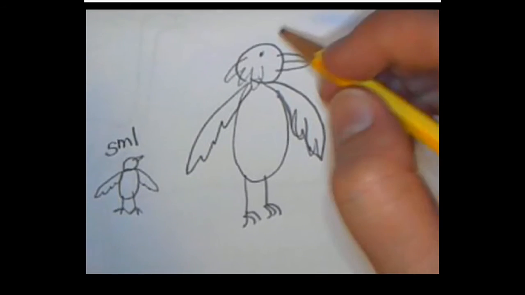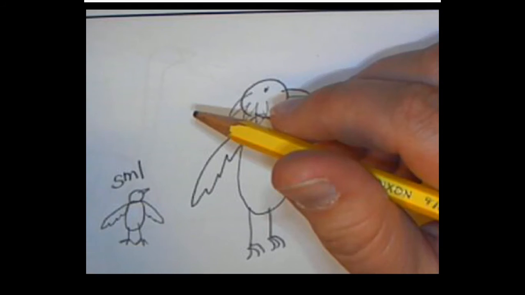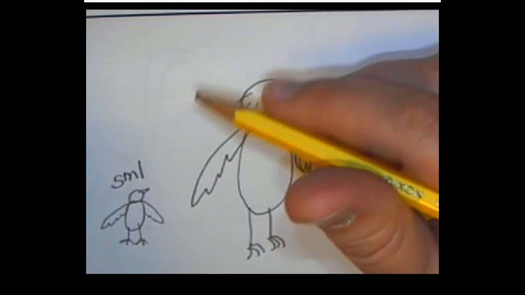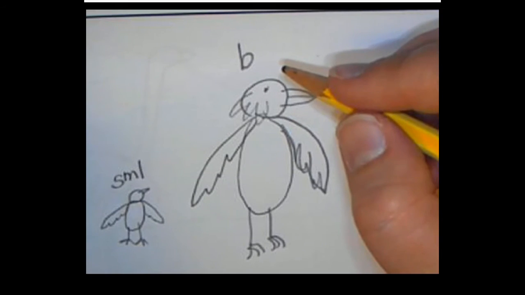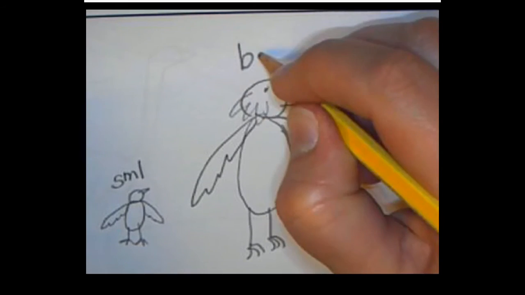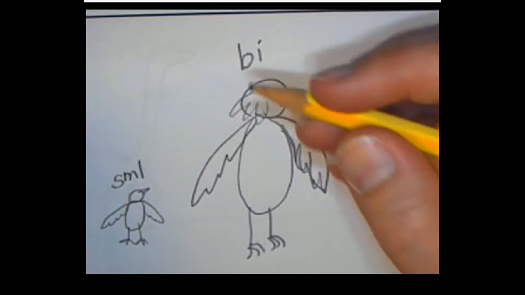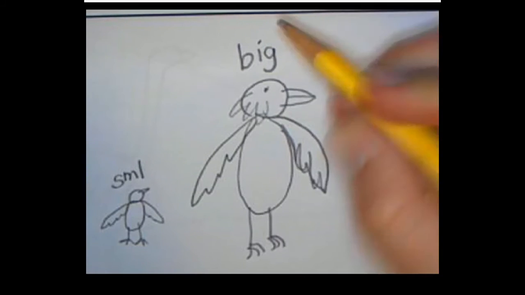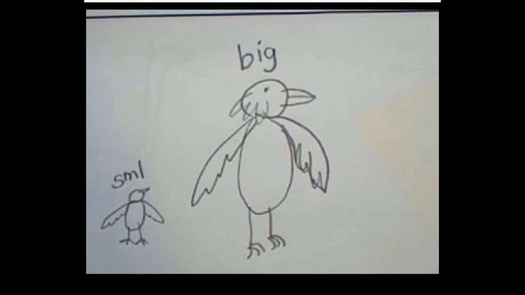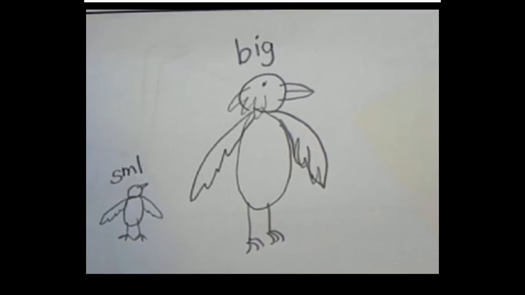Now, this bird is big. Let's stretch that out. Big. B. We know that. It's the B. B makes the B sound. B. I. I. G. What letter would I write for that sound? Big. G. We heard all the sounds in that word. So now I've labeled their sizes, small and big.